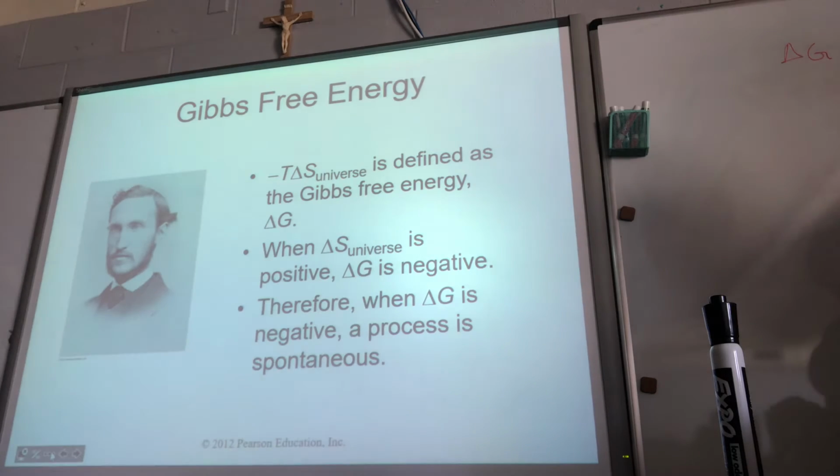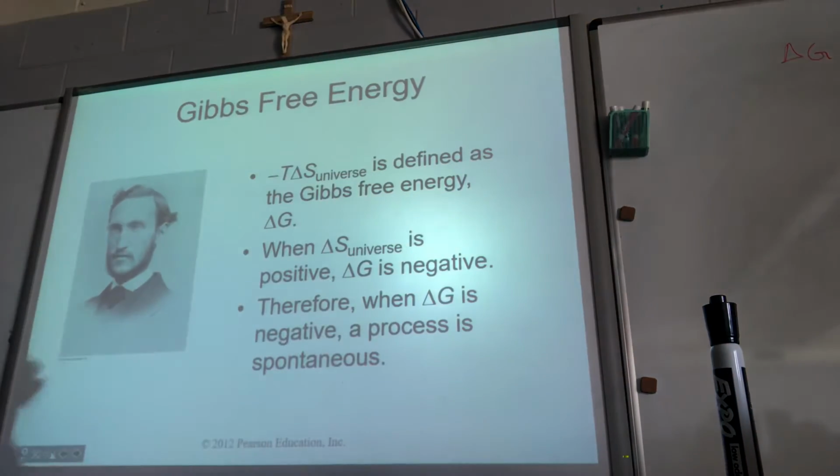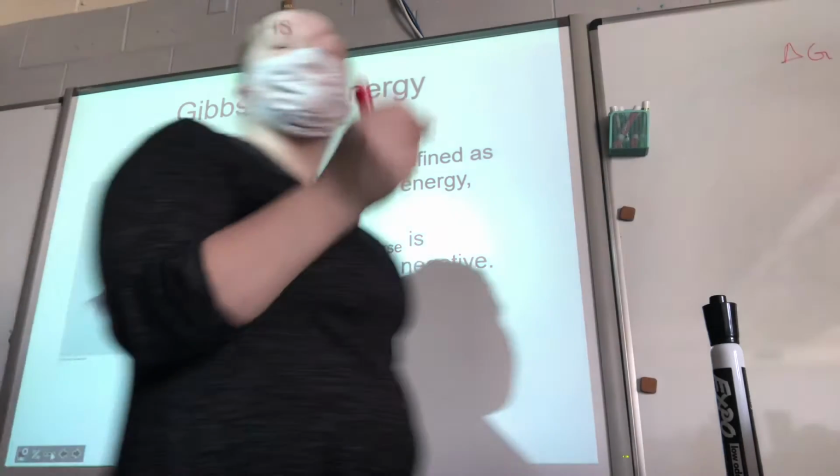And these, of course, are both the system from that previous slide. Okay? From there, we can interpret what delta G means. We said, well, if delta G is negative, it means the process is spontaneous.